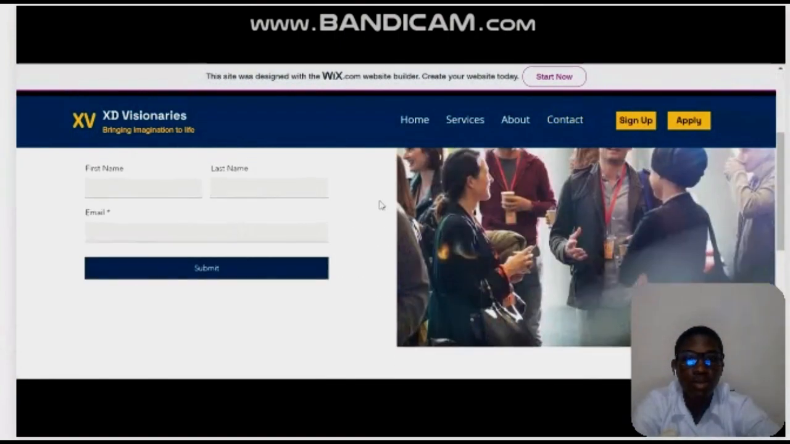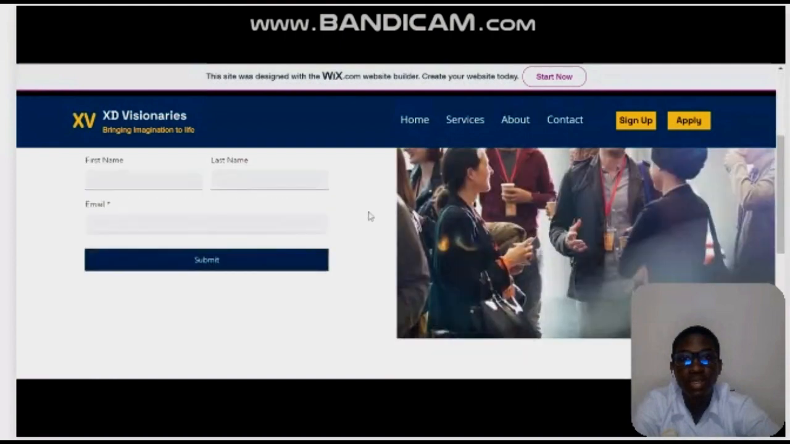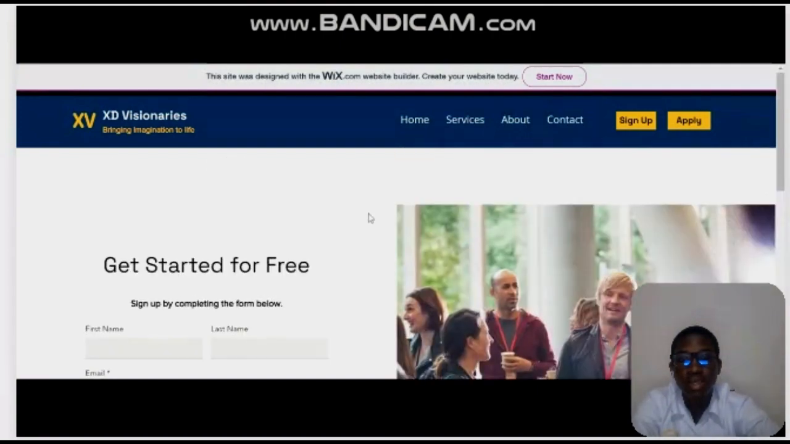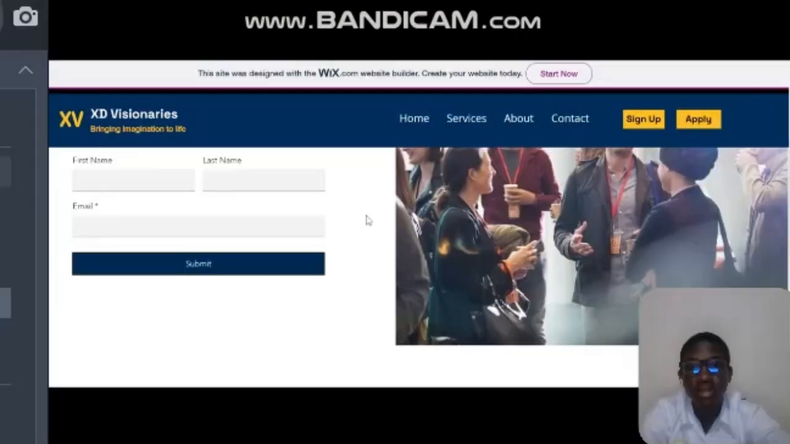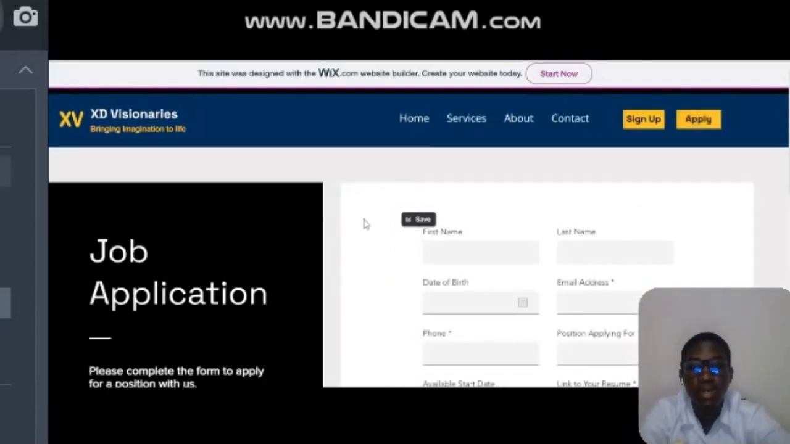We have the sign up section that is made accessible through the sign up button. This section was created for persons that are interested in getting a certain service provided to them. And we have the apply page that is accessible through the apply button. This section is for individuals that are interested in being a freelancer at the freelance platform.